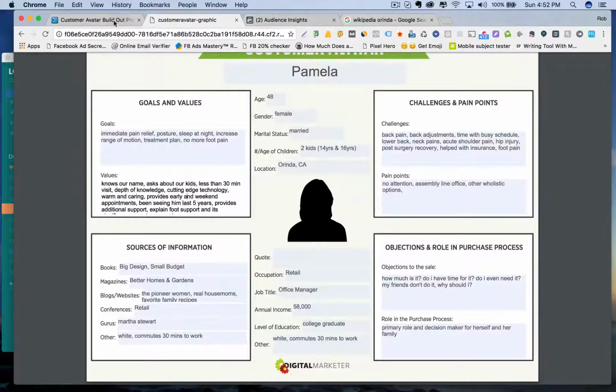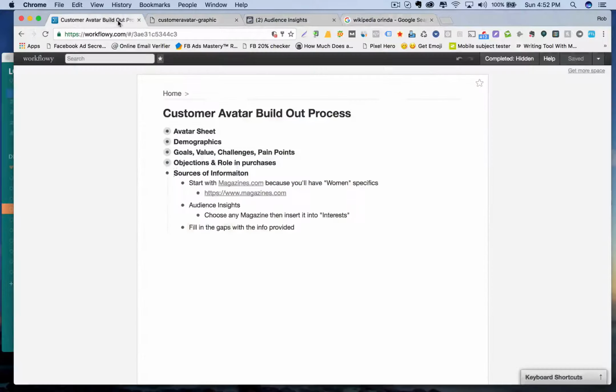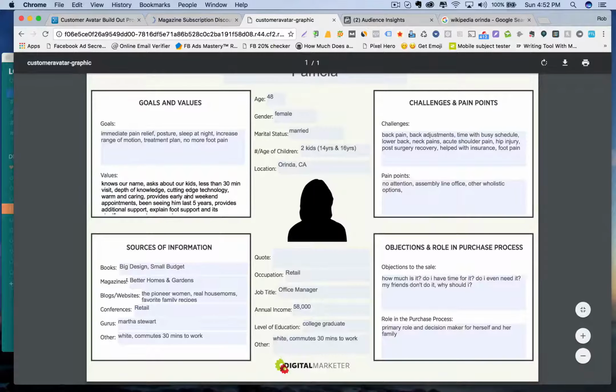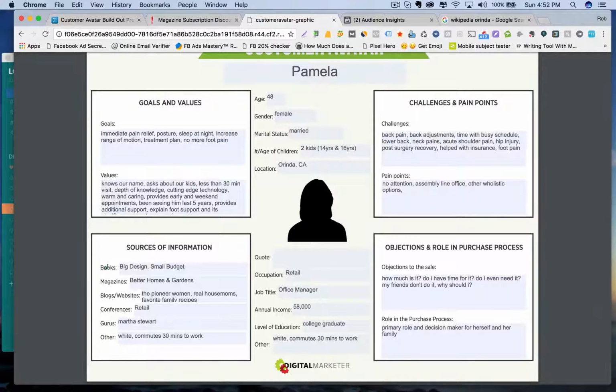I start with magazines, right? And this is why. One, because it gives me the option, right? All these other sites, but if I go to Amazon, it doesn't tell me what women read. Right? There's no way for you to sort out what women actually read. At least I don't know how to find it in Amazon.